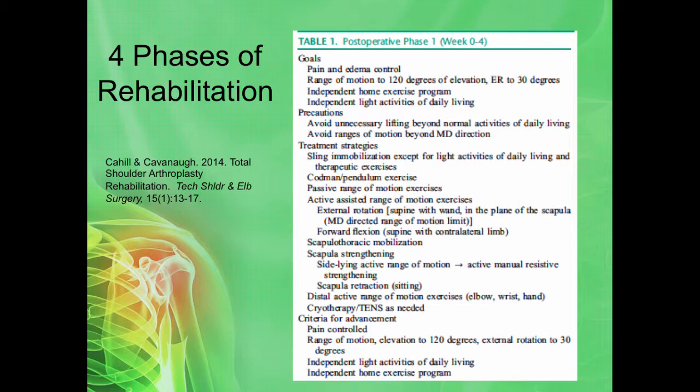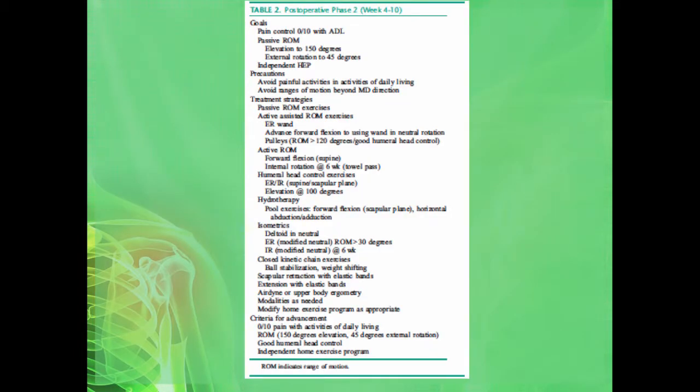In time, we can certainly have them use the elbow, wrist, and hand, but we don't want excessive lifting with those joints. In order to move on to the second phase, we want to make sure that pain is controlled and that they've achieved the following range of motion: elevation to 120, external rotation to 30. We want them to be independent with light ADLs and certainly the home exercise program that we've given them.